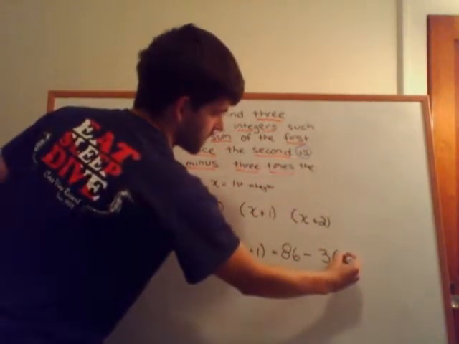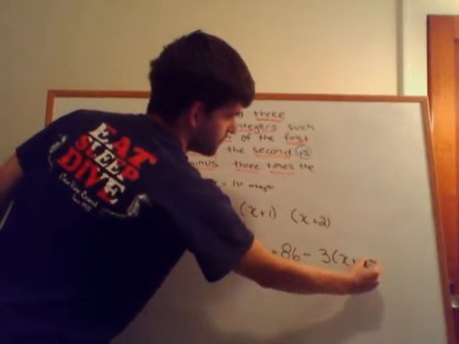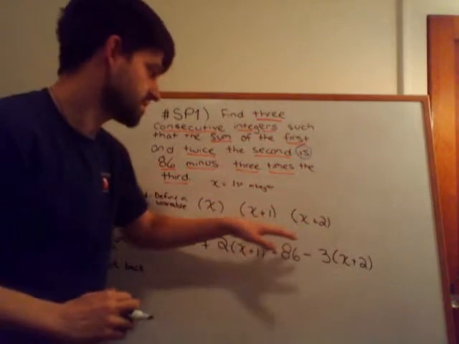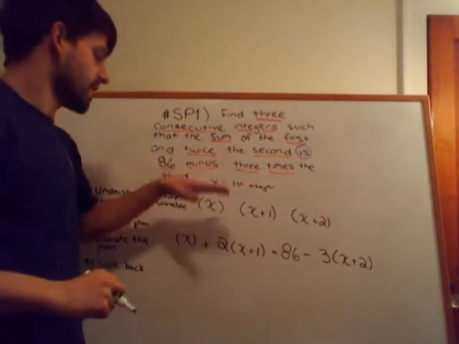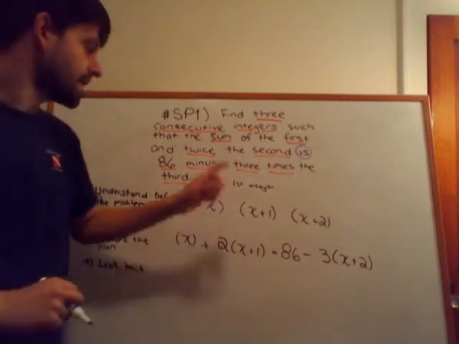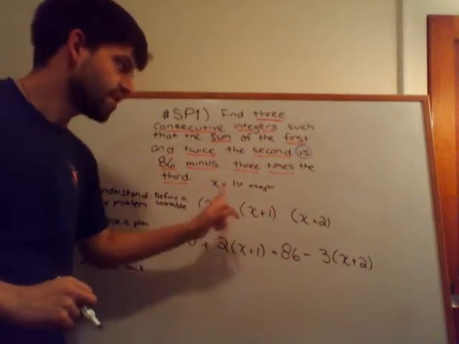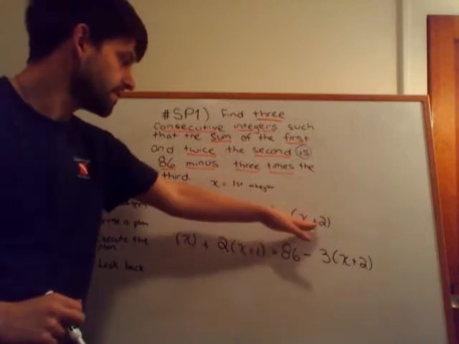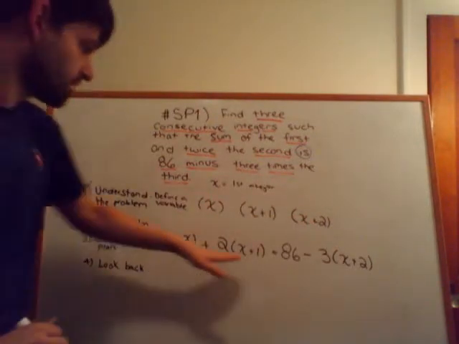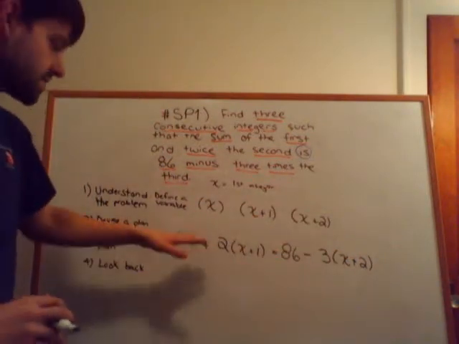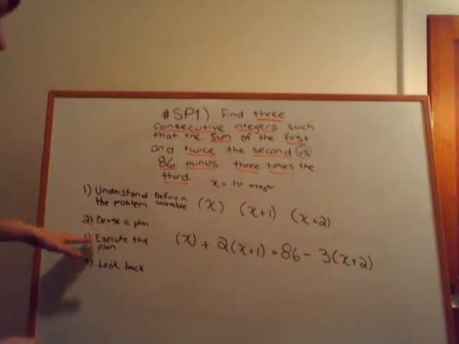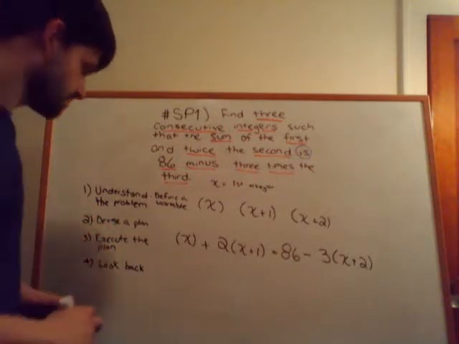And we've established that the third integer is x plus 2. Now just to recap here, remember these consecutive integers: x is the first integer. To get to the next integer, it's still the first integer but 1 more. And then the third integer is the first integer but 2 more. Okay? So now that I've formulated this equation, this is the second step. I formulated an equation. Now I can go on to step 3 and execute it.